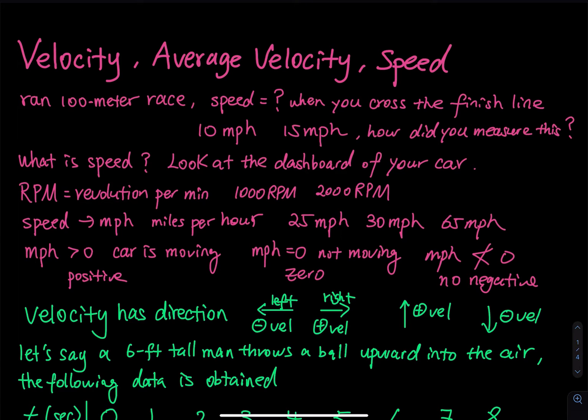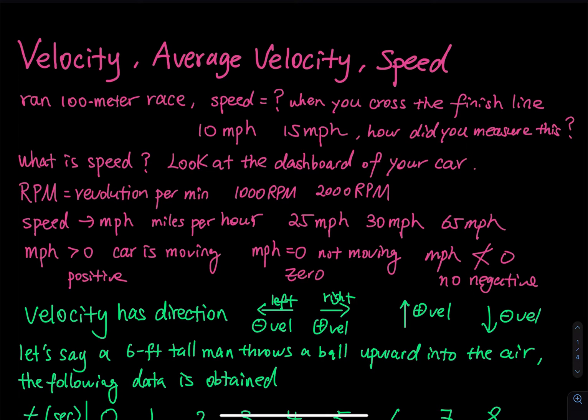Let me explain velocity, average velocity, and speeds in my own words. Suppose you ran a 100-meter race. What was your speed at the moment you crossed the finish line? You might say the answer is easy, like 10 miles per hour, 15 miles per hour. Then my next question is, how did you get this? How did you measure this value?